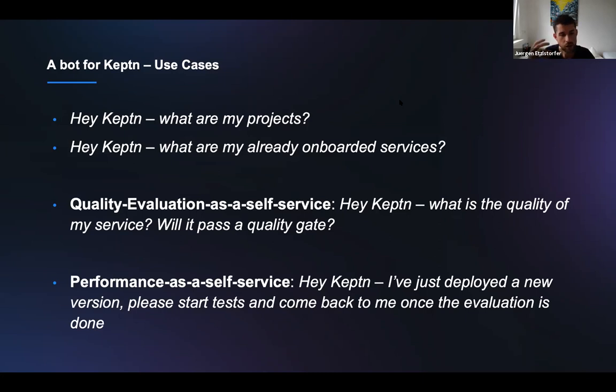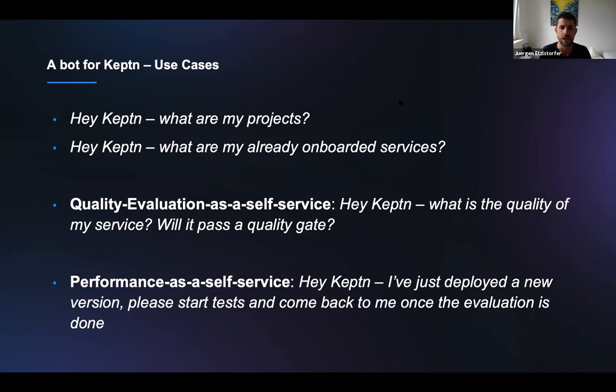So what we thought about the last couple of weeks and months when we worked together with you from Citrix, how to actually make the Slack bot we already had more mature, how to make it more useful for people to interact with Keptn. And we thought about things like, hey, Keptn, what are my projects? So if someone starts to use Keptn, maybe he's not so much a tech guy and he's not so much used to use a CLI or an API. So why not just use Slack and ask via Slack, what are actually my projects that are already available inside Keptn? What are my onboarded services that are already managed by Keptn?